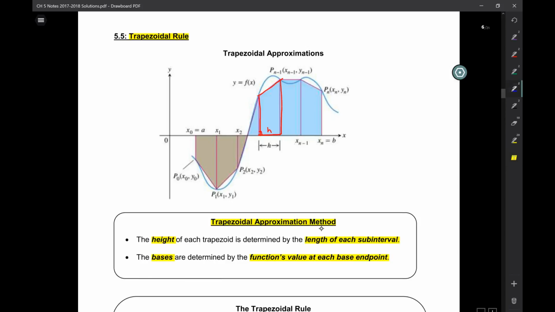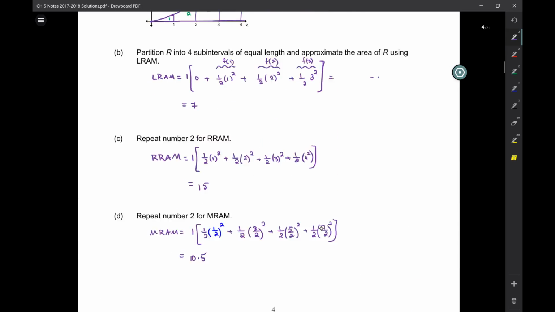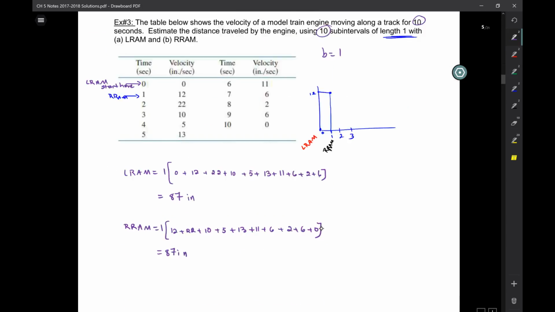So take a look here. This is base 1, and this is base 2. How do I find how long base 1 is? What do I do? It's f of x at that point, and then this is f of x2 at that point. Okay? So remember how here we were plugging it into the function, right? That's exactly what we're going to do.